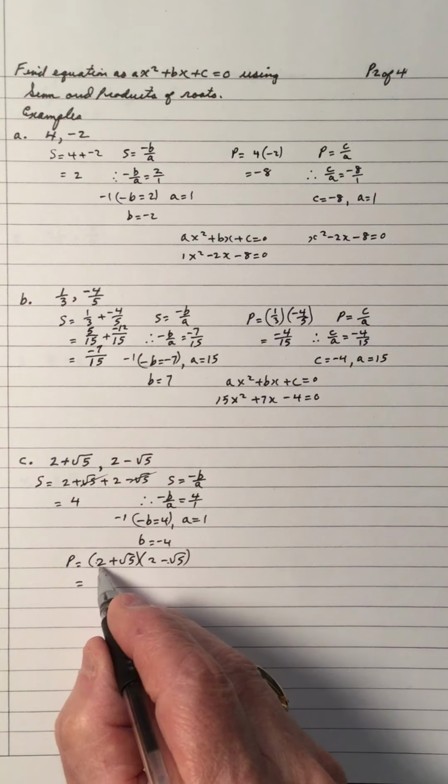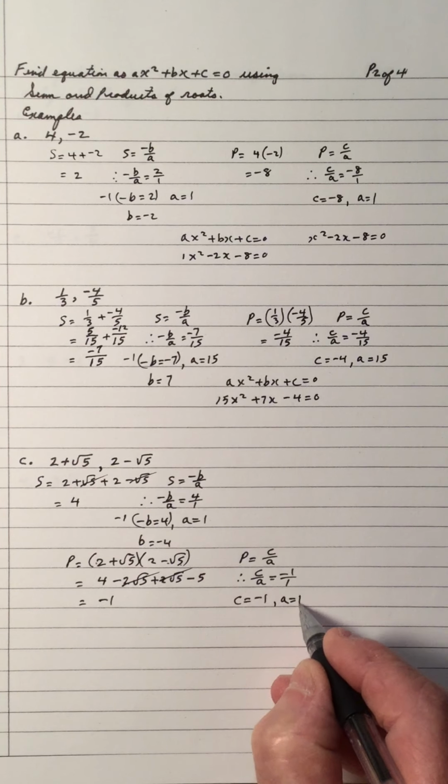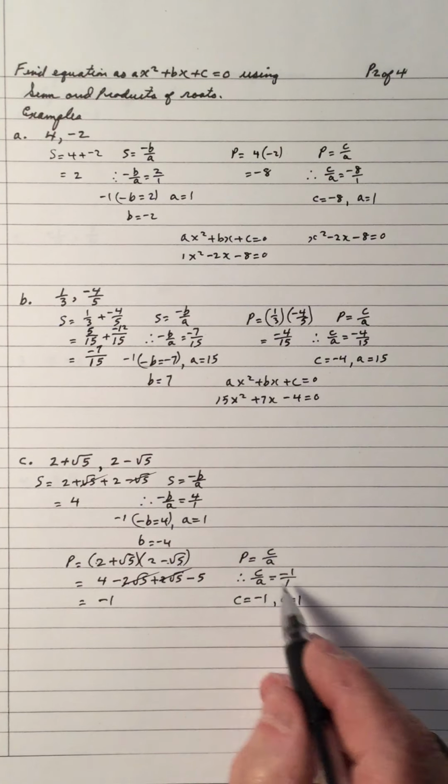And negative root 5 times a positive root 5 is a negative 5. Remember, root 5 times root 5 is 5. And when we add, they give us 0 because they're opposites, and that gives us a negative 1. So the product is c over a. Therefore, c over a is equal to negative 1. And a negative 1 goes over 1 to have a fraction. So c is negative 1, and a is 1. Again, a is 1 each time.